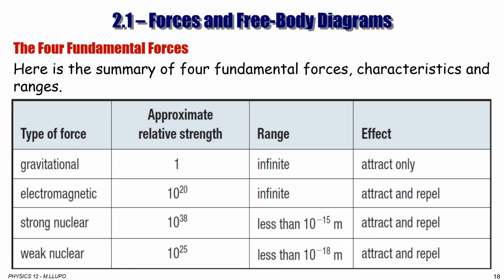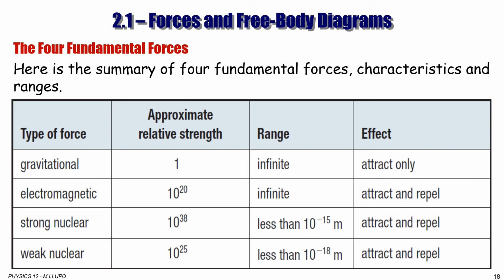Take a look at the range. For the gravitational force and the electromagnetic force, the range is infinite. That means that two objects, two charges or two magnets, will attract or repel no matter how far they are from each other. The gravitational force is attraction only, while the rest can both attract and repel.